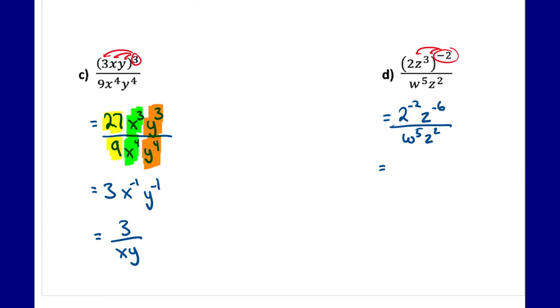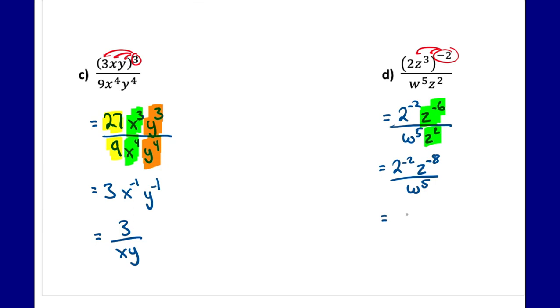I only have one thing that I really have to worry about. It is my exponents, or my powers with z. So 2 to the power of negative 2, z to the power of negative 6 divided by z to the power of 2. So I subtract, and I get z to the power of negative 8. The w5 will stay on the bottom. There's no other w on top, nothing I can combine with it.